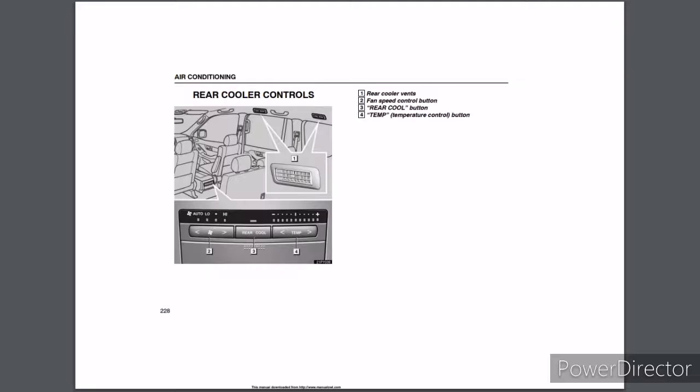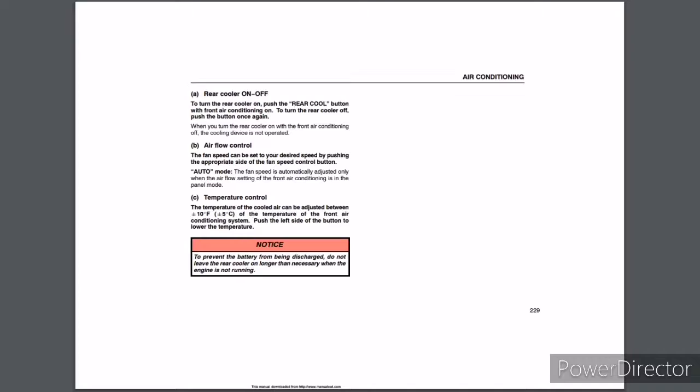Rear cooler controls. 1. Rear cooler vents. 2. Fan speed control button. 3. Rear cool button. And 4. Temperature control button. A. Rear cooler on/off. To turn the rear cooler on, push the rear cool button with front air conditioning on. To turn the rear cooler off, push the button once again.